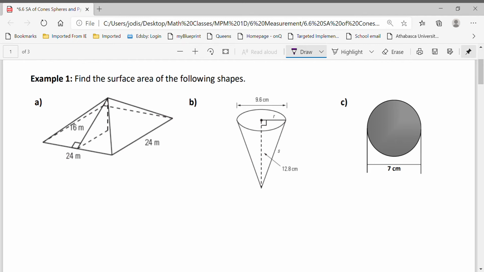We'll try some of these surface area problems for a pyramid, a cone, and a sphere. If you take a look on your formula sheet, you'll see that for a pyramid, the surface area is 2 times base times slant height plus the base squared. If we look at this pyramid, the base is 24. They actually gave us the slant height here, so that's 16. If they hadn't, we could just use our Pythagorean theorem to figure it out. But in this case we have it, so we can just go right ahead and plug into our formula.